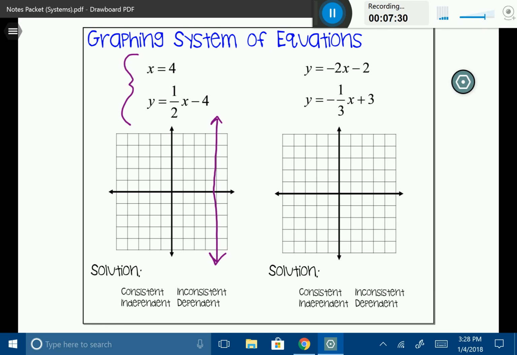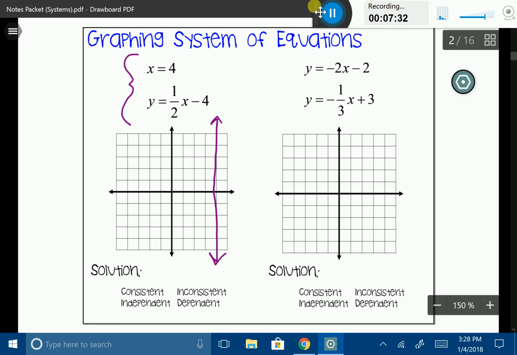Then my second equation, I'm going to graph that. My y-intercept is -4, and then I'm going to go up 1 and run 2, and just continue that pattern. And I'm going to draw my line, and I just graphed my system of equations.